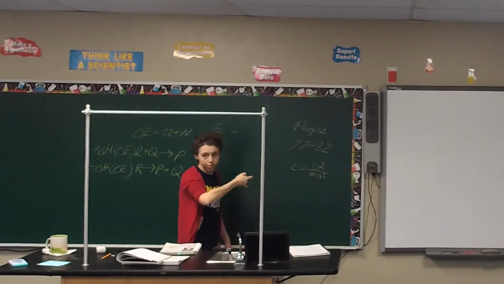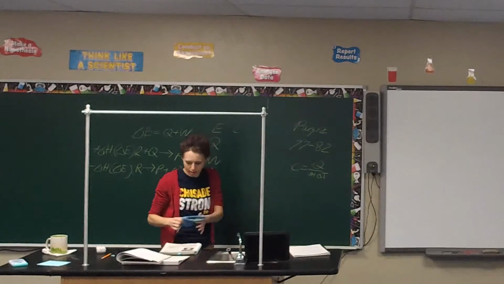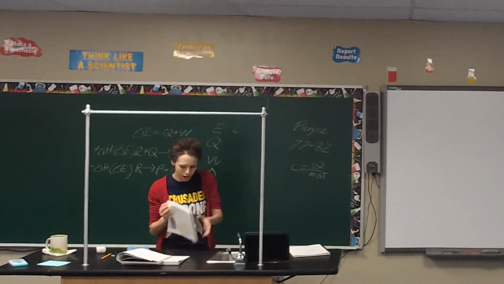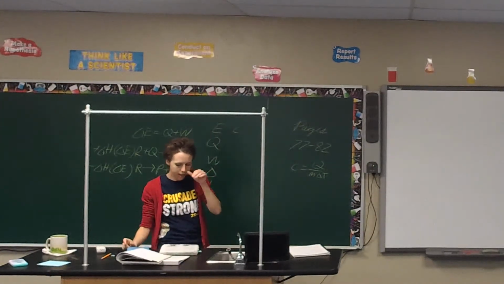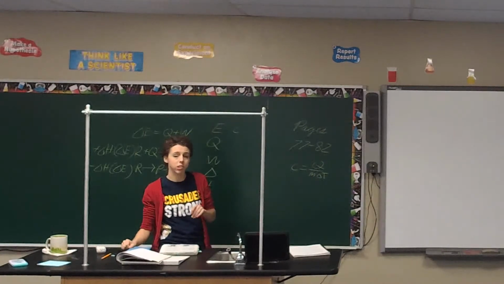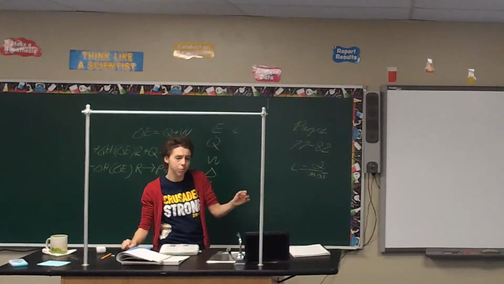We can also rearrange this to find Q, but I'm not going to take time to do that now. Alright, what is a device that is used to measure heat flow, particularly in chemical reactions? Calorimeter. That's how you're supposed to say it.